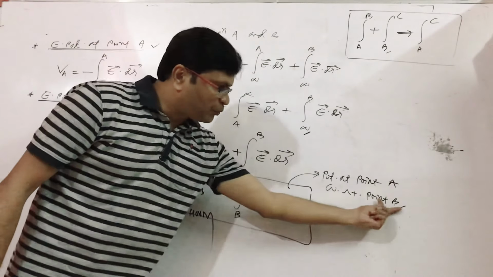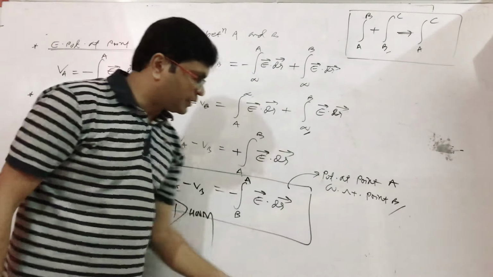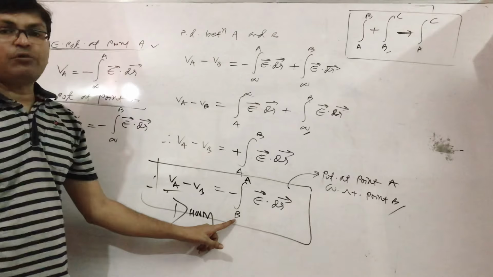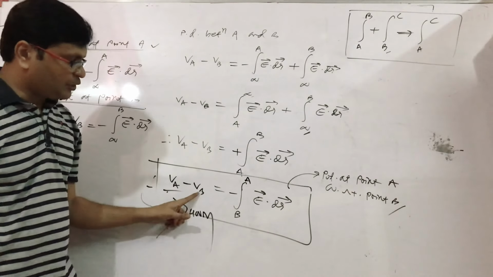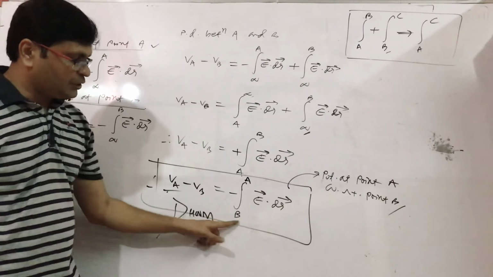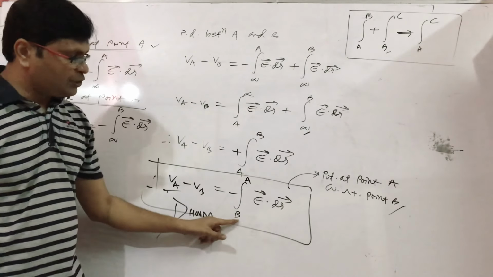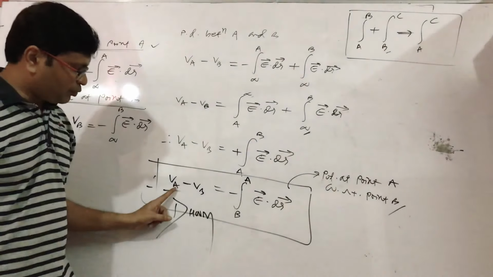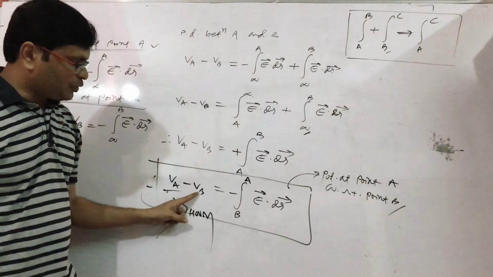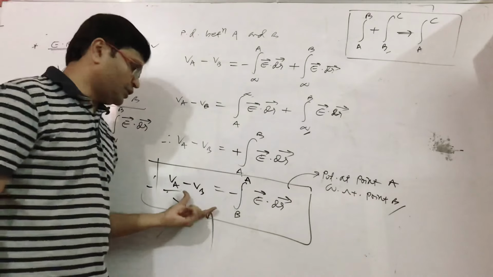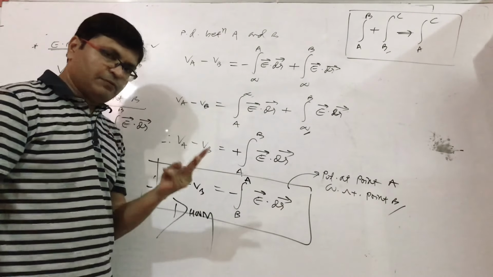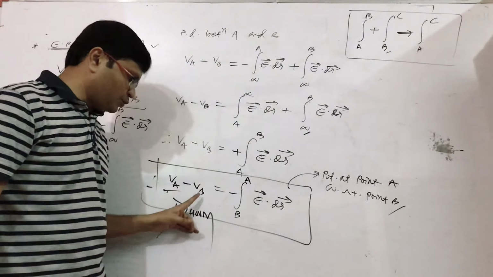Here with respect to point B, with respect to whatever the point, it becomes the lower limit. With respect to B, B is the lower limit. With respect to A, then A. With respect to C, then C. Here with respect to B, so B is the lower limit. So it is called the potential at point A with respect to point B. Once again, there are three meanings. Number one, potential difference between A and B. Number two, potential at point A with respect to B.